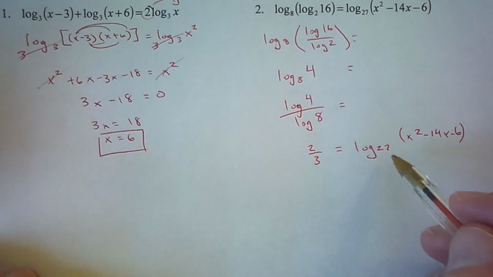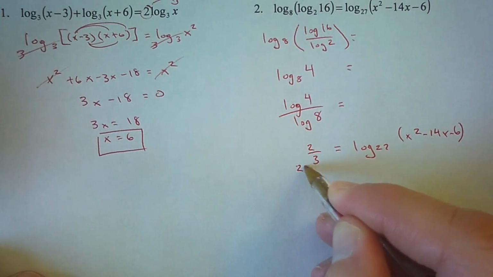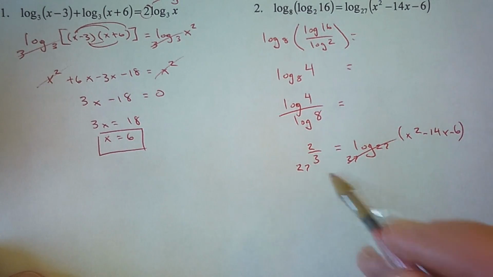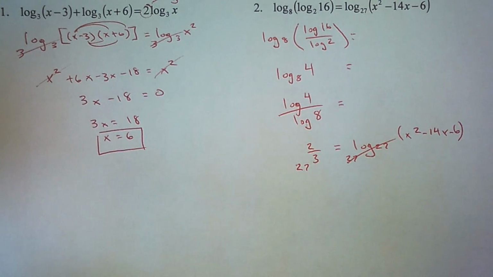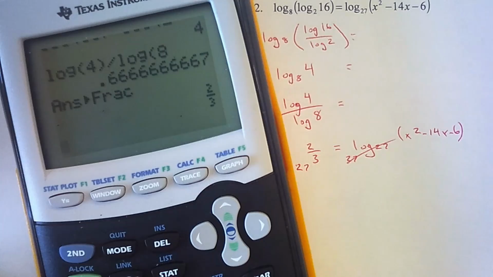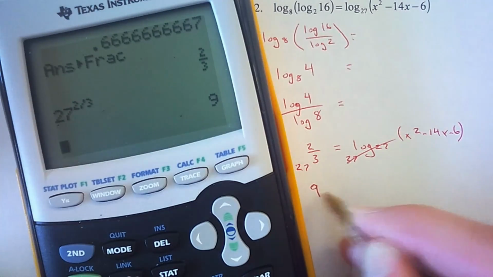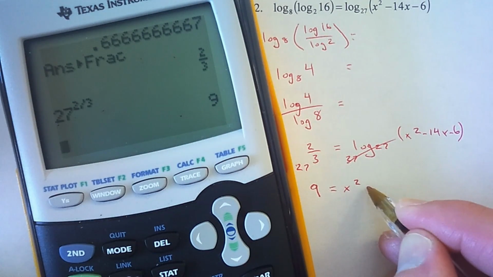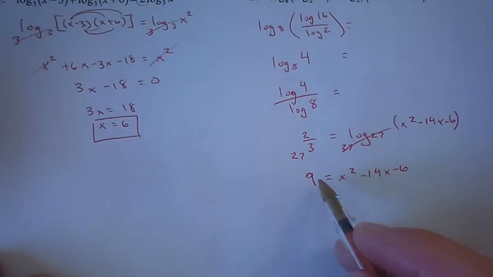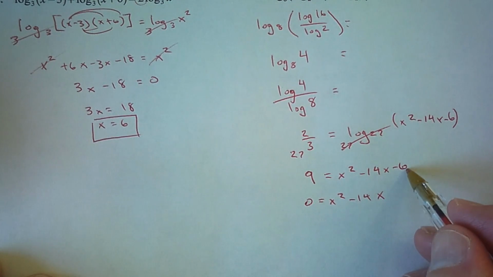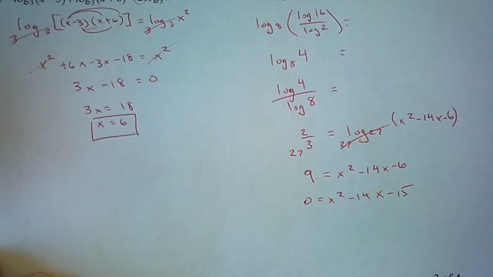Okay, now I can get rid of this log base 27 by doing a base 27 on both sides. So I get 27 to the 2/3 power. Okay, so 27 raised to the 2/3 power is 9. 9 equals x squared minus 14x minus 6. Okay, now let's set this equal to 0. So I've got 0 equals x squared minus 14x, and then I've got negative 6 minus 9, negative 15.